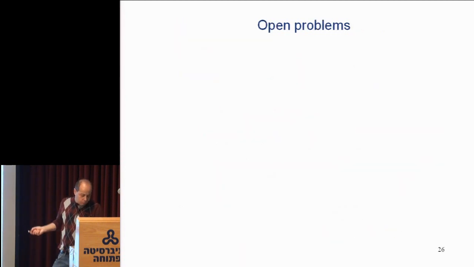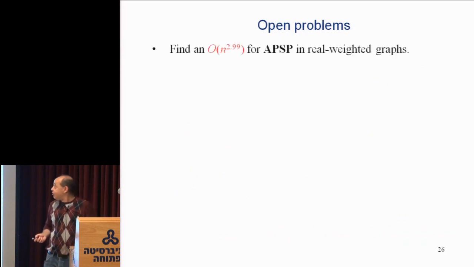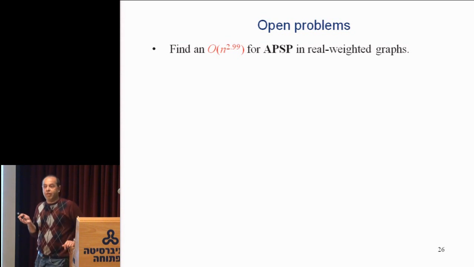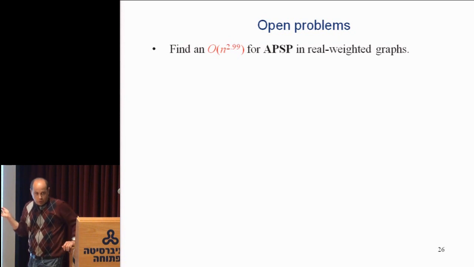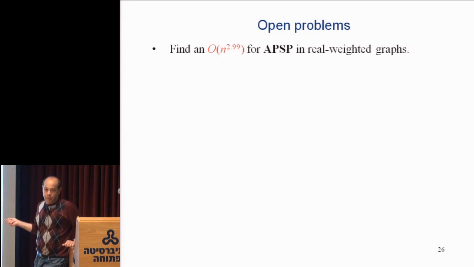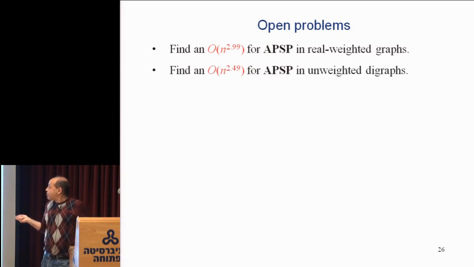Okay, so let me conclude with a slide on open problems in this area. The ultimate challenge in this area is, of course, to improve upon Chan's algorithm. Remember, Chan's algorithm is just Floyd-Warshall divided by log squared n, n cubed divided by log squared n. So the ultimate challenge would be to have something which is subcubic, truly subcubic. Even n to the 0.99 would be a major breakthrough.